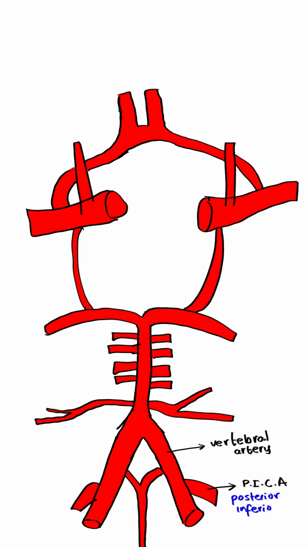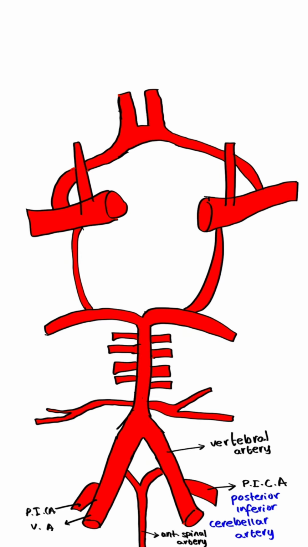And from the vertebral artery, we will have another branch, which is the posterior inferior cerebellar artery, or the PICA. And then we will also have another branch, which is going to be the anterior spinal artery. And I think it's worth mentioning that the PICA and the vertebral artery is going to be on both sides.